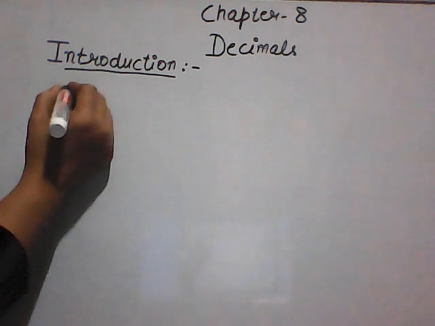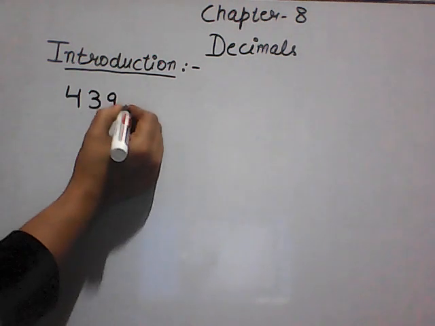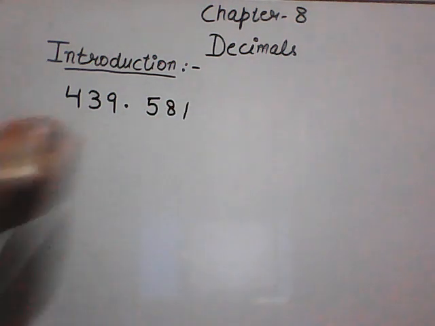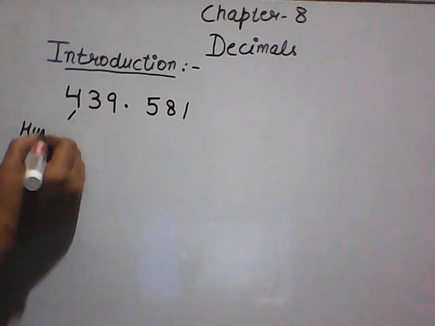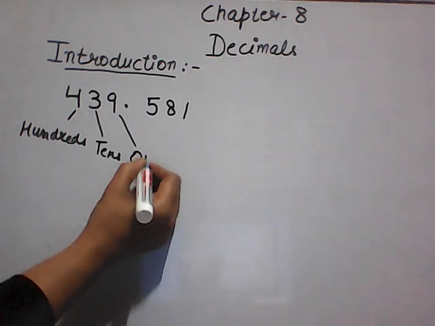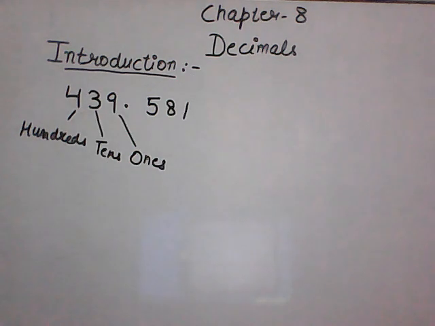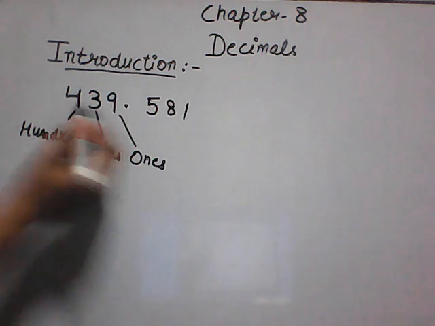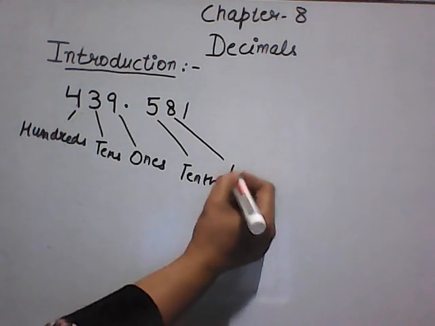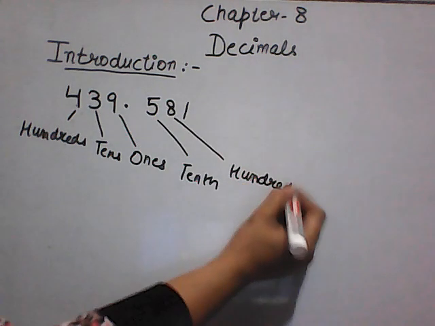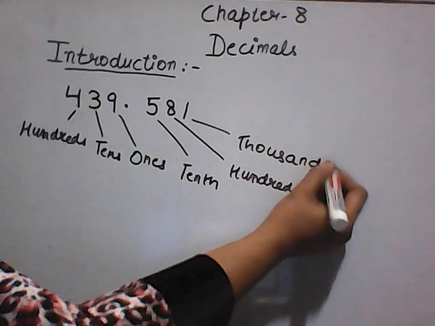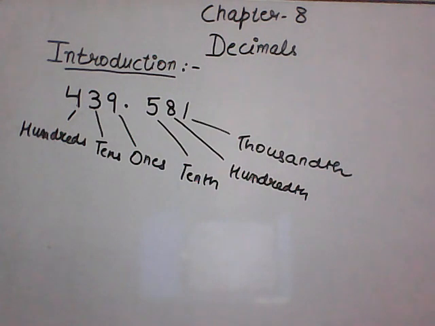Suppose I write 439.581. The place values of the various digits are: 4 is in the hundreds, 3 is in the tens, 9 is in the ones place. In this way we write ones, tens, hundreds. Here 5 is the tenths part, 8 is the hundredths part, and 1 is the thousandths part. In this way we can place various digits in the place value chart.